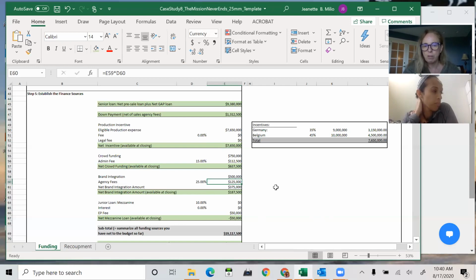So they're charging us a 25% fee. So we're ending up at 375, which is this number. But because we only get 50% on closing, I can only put 187,500 into my finance plan right now. Okay. Makes sense? Yes, I think that was the only thing I got before your help.